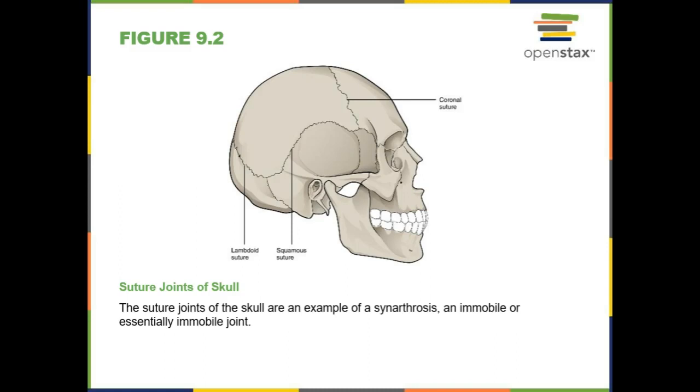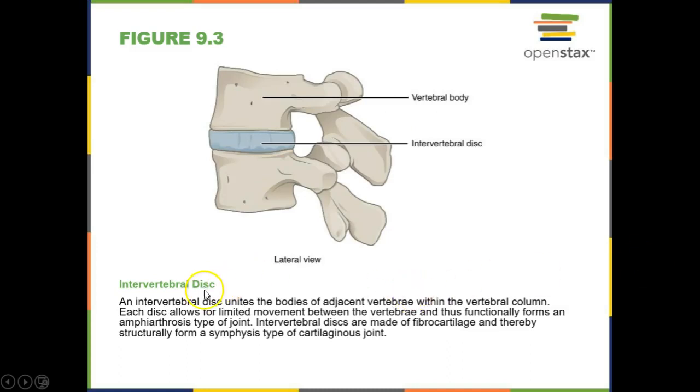Let's look a little bit closer at some of these joints. Here's a suture. You can see the squamous suture right here, the lambdoid suture right here. We have the coronal suture here, and there's actually another suture called the sagittal suture that you don't see. These are all immovable joints. They're all fibrous joints. This is the intervertebral disc that we talked about. This is a cartilaginous joint. It is an amphiarthrosis composed of fibrocartilage. There's slight movement within this joint.